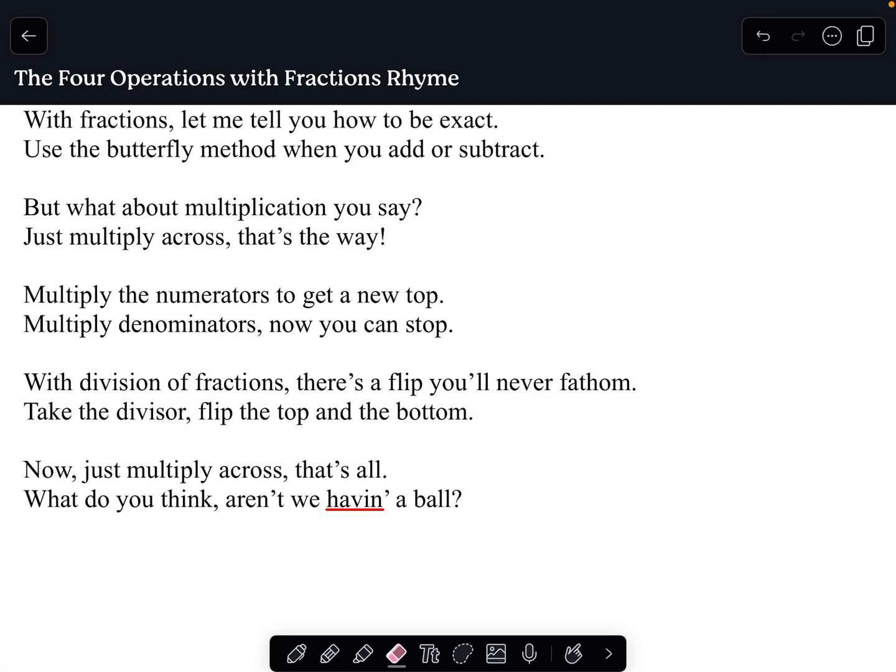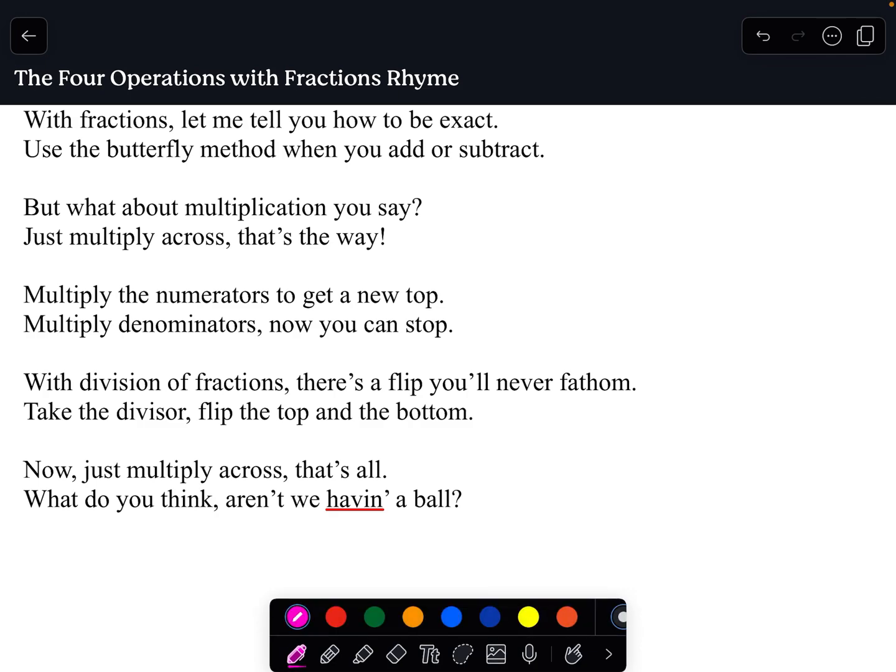What's up, mathematicians? Today we're talking about addition, subtraction, multiplication, and division when it comes to fractions with different denominators, I should say. One thing I noticed when teaching students the four main operations with fractions is that once they've learned them all, sometimes they forget which method to use, depending on whether they're adding, subtracting, multiplying, or dividing.